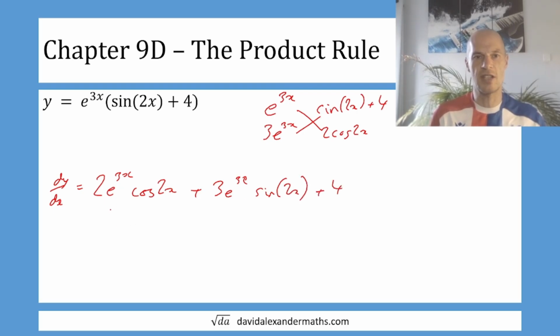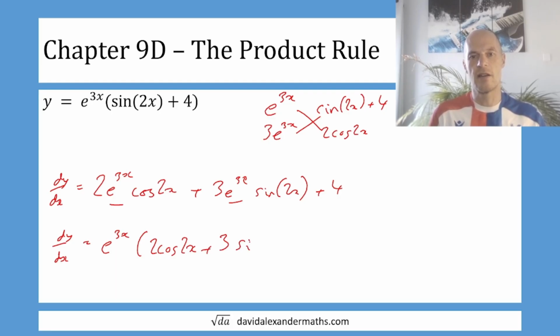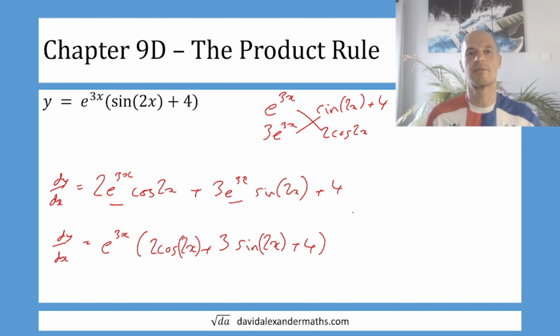And we are done. We could take out the e to the 3x factor. In fact, let's just do that just for the sake of it. dy by dx is e to the power of 3x (2 cos(2x) + 3 sin(2x) + 4). Put the 2x in brackets, otherwise people might think it's the sine of 2x plus 4 rather than the sine of 2x and then add the 4. I'll put a bracket around the 2x in the cos as well.